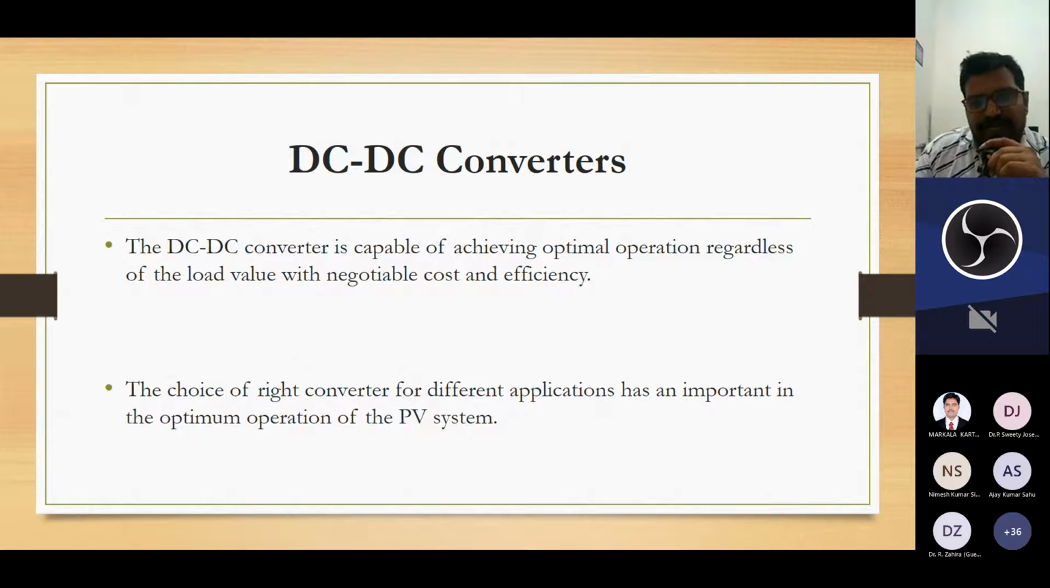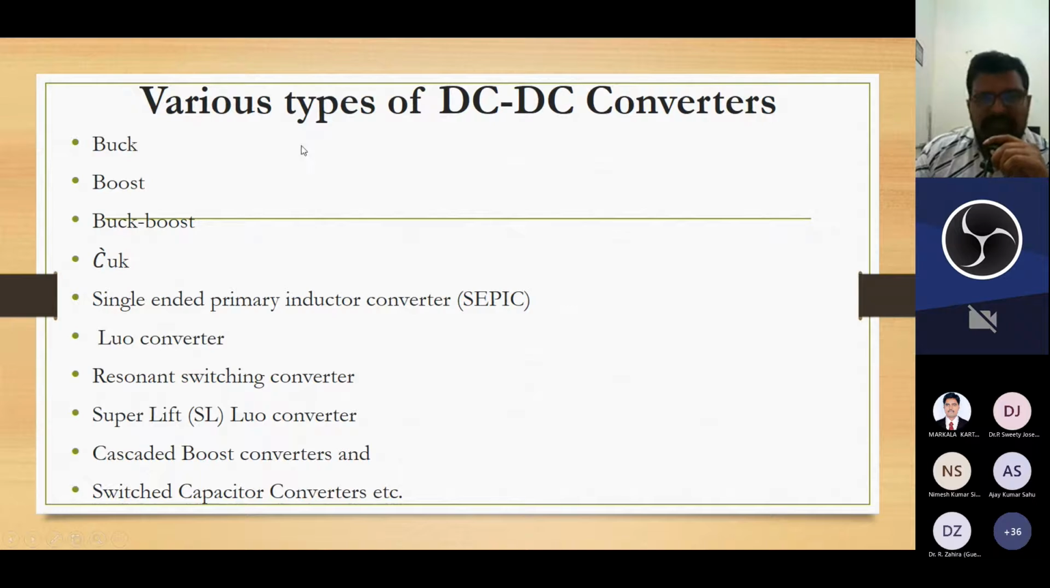We have many DC-DC converters in the literature. How can we choose the best or optimum one for this PV operation system? These are the various types of DC-DC converters: buck, boost, buck-boost converter, Cuk converter, SEPIC converter, LUO converter, resonant switching converter, super lift LUO converter, cascaded boost converter, and many other DC-DC converters.